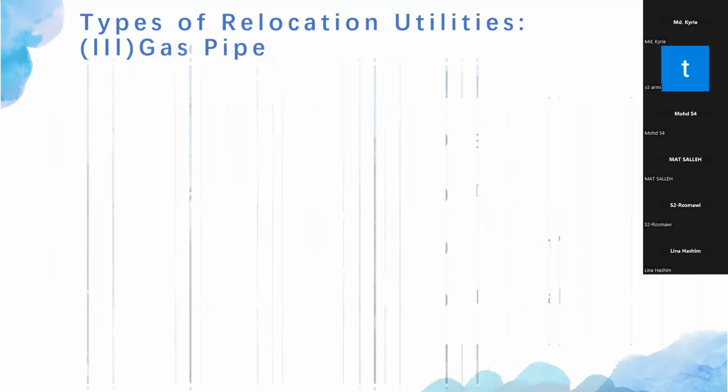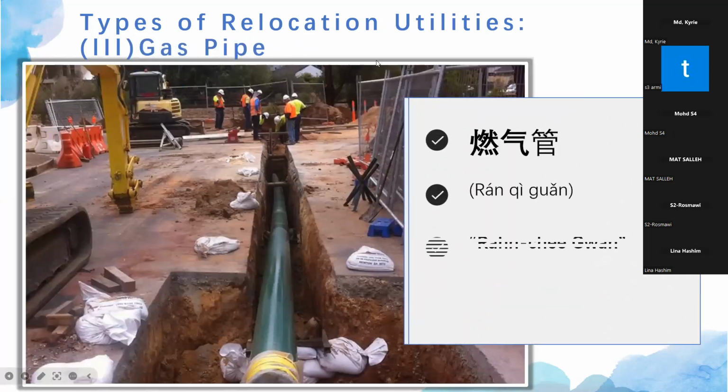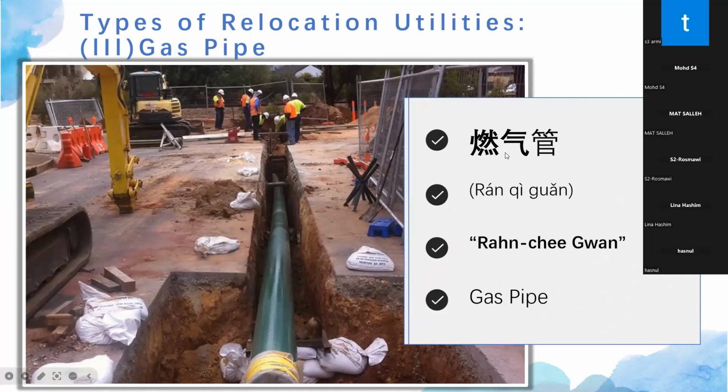The third type is the gas pipe, like the Petronas pipe. Gas is called 燃气, and pipe is 管. 燃气管 is the gas pipe. 燃气管迁移 will be the relocation of gas pipe.